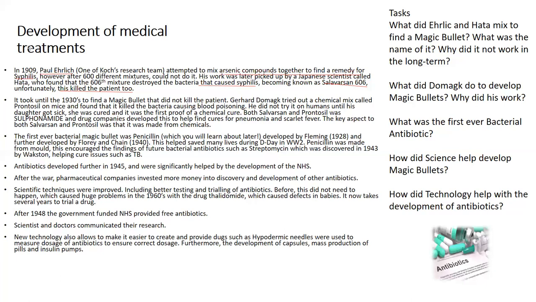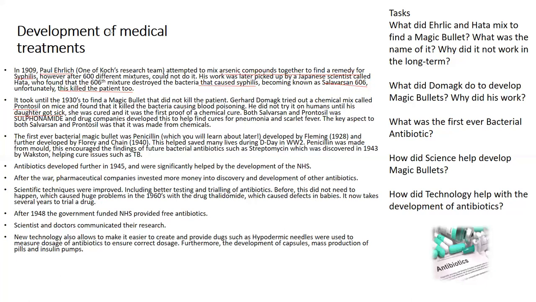And you had Gerhard Domagk, who tried out a chemical mixture called Prontosil, which is a red dye. And he tried it on mice, which is a common method used by medical experts to trial a chemical mixture or antibiotic on animals like mice. And they found that it killed the bacteria that caused blood poisoning, septicemia. Now, Gerhard Domagk didn't trial it on humans until his daughter got sick. Gerhard Domagk tried this on his daughter first. She was cured, and it was proof of a chemical cure. She didn't die.